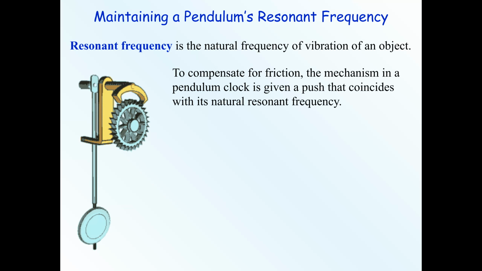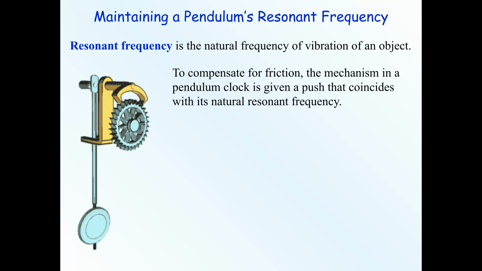Think about resonant frequency like this: as you walk, your arms swing. That's your natural frequency for the way your arms move. When you're pushing your little brother or sister on a swing, as it goes up and down, as they do it on their own, that would be their natural resonant frequency. To compensate for friction in a clock, the way some of these clocks work with a pendulum, it goes back and forth at a resonant frequency.